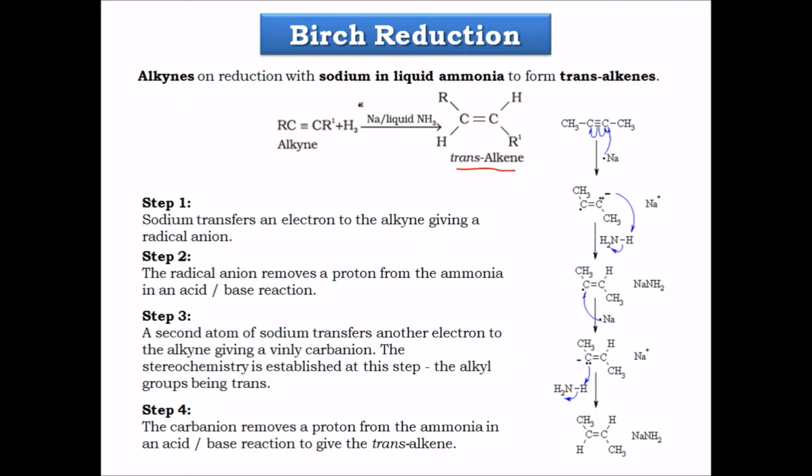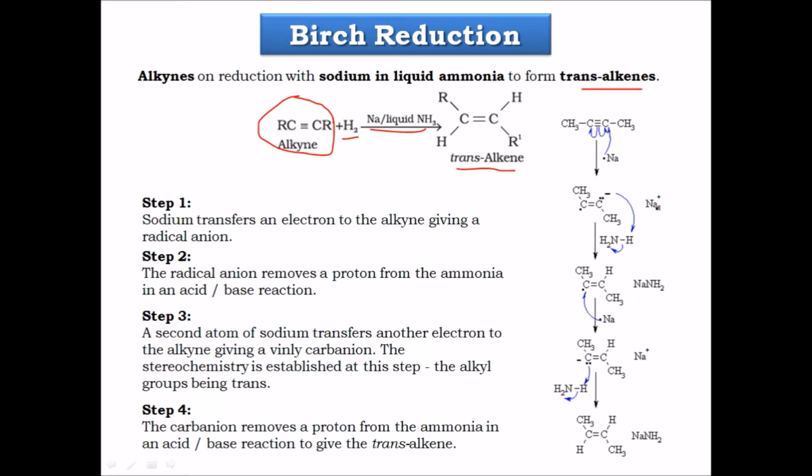Alkynes on reduction with sodium in liquid ammonia form trans-alkenes. So this is a reduction now. Let me take first an alkyne, then pass hydrogen gas in the presence of sodium and liquid ammonia, and it results in formation of always trans-alkene. And why you will get trans-alkenes can be justified by taking its mechanism. So let me take that.